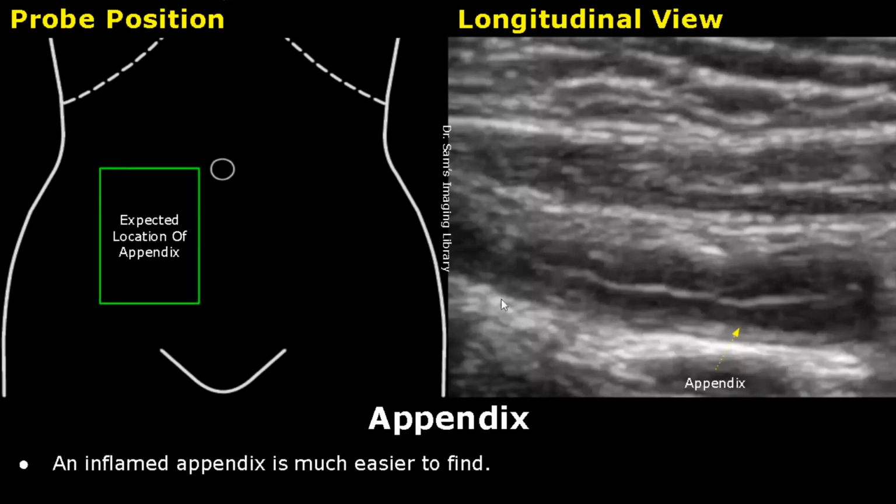This is the expected location of the appendix. It has a variable location in different patients, so there is no fixed location for the appendix. The probe position and the location of the appendix shown in this video is for the location that is most commonly found, and it showed a normal appendix. An inflamed appendix is much easier to locate and scan.